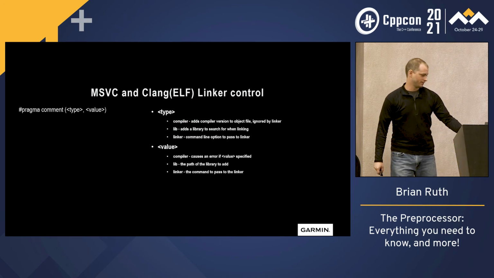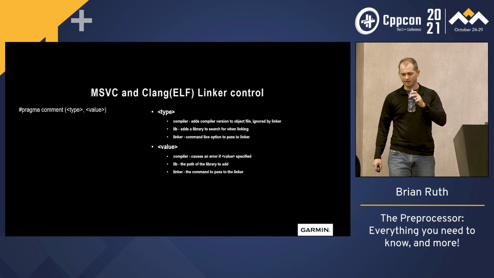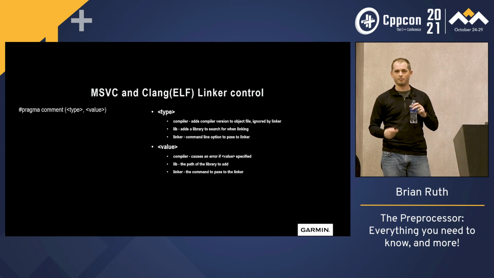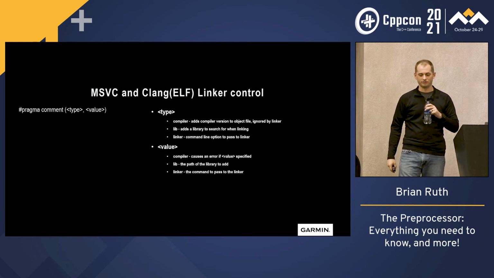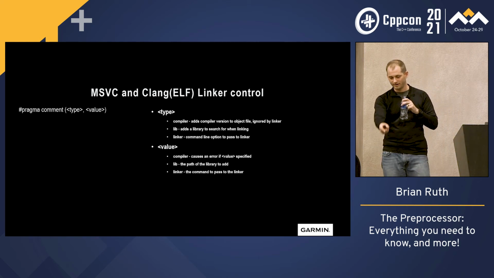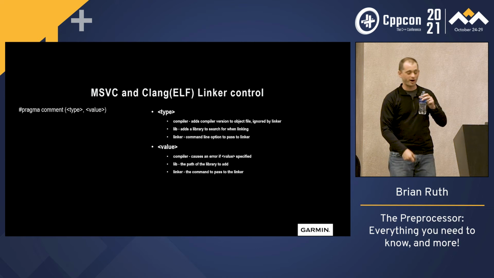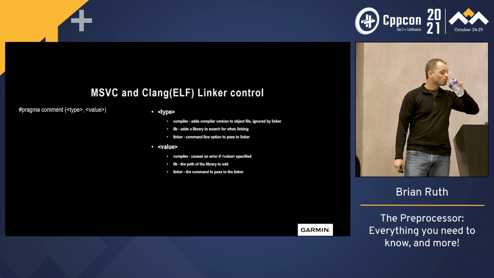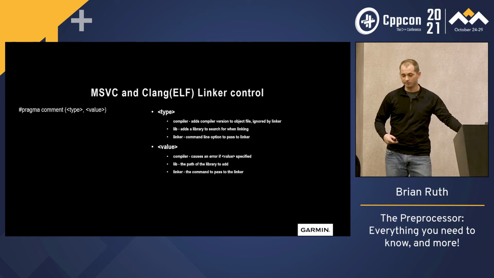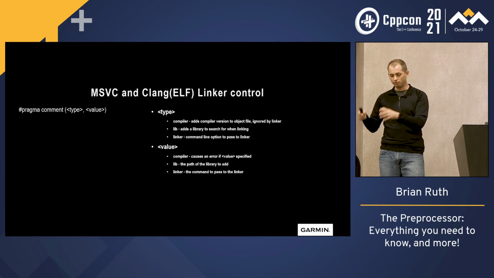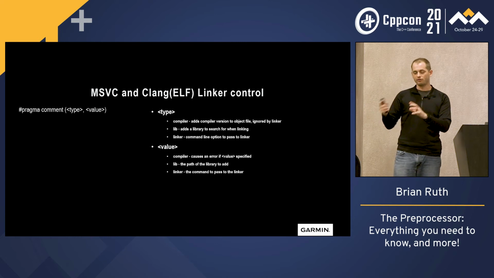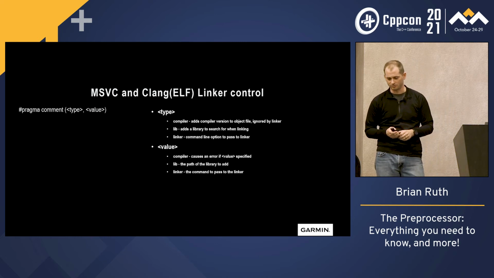Linker control. I was very surprised the first time I had to start debugging this. We're having some linker issues, and I was looking at the list of libraries that we were including in the MSVC, and I could not find any of these anywhere, and it turned out they were included via this pragma comment. For MSVC, this allows you to manipulate the linker, and if you're doing ELF linker control, or ELF compilation, Clang allows this syntax as well.